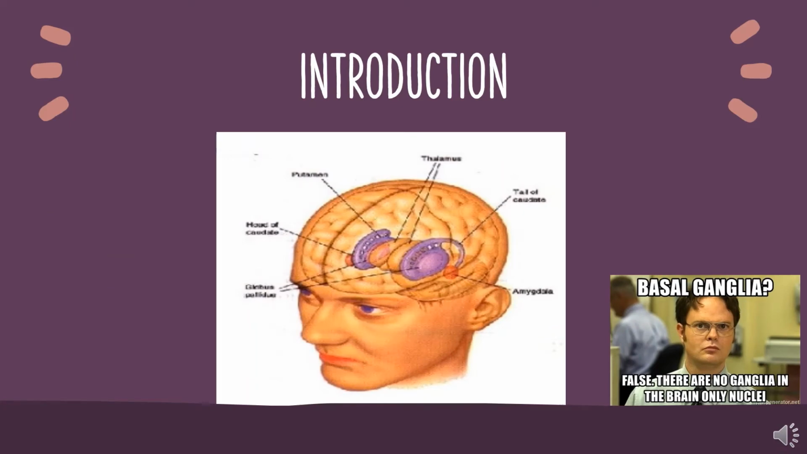Basal ganglia are a group of subcortical nuclei located within the brain. Their function is regulation of voluntary movements as well as a learning and memory function involving motor movements.